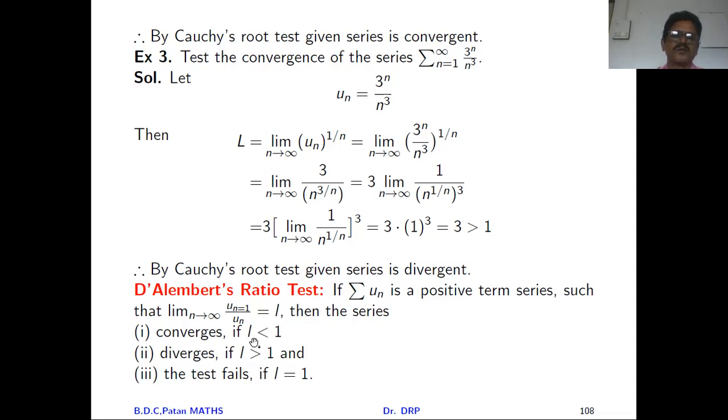If you obtain its value to be less than 1, we say that by using D'Alembert's ratio test, the given series is convergent. If you get L greater than 1, we say the given series is divergent. And if you get the limit equal to 1, then in that case this test fails to give the information about the convergence of the series of positive terms.